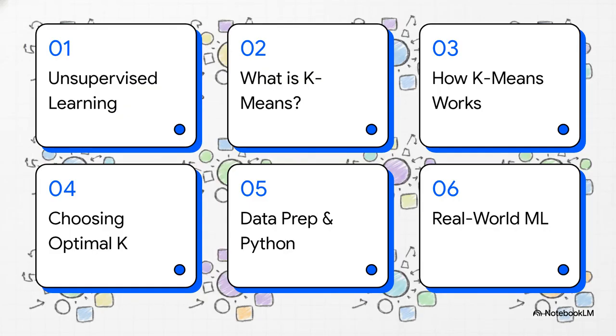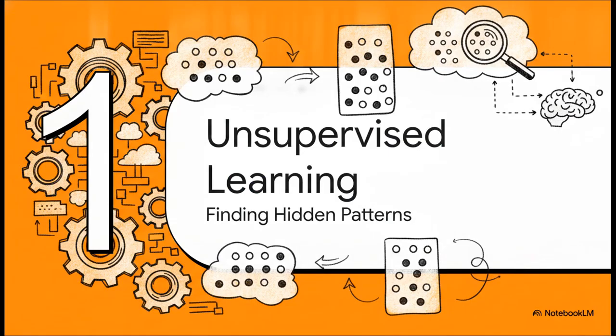Okay, let's dive into this. Today, we're keeping it structured. We'll start with a quick welcome to unsupervised learning, define what k-means actually is, and then we'll literally walk through how it works step by step. Yep, and after that, we'll cover how to choose the optimal K, the data prep and Python tools you'll need, and finally, wrap it up with some real-world machine learning applications. All right, moving right along to our first section.